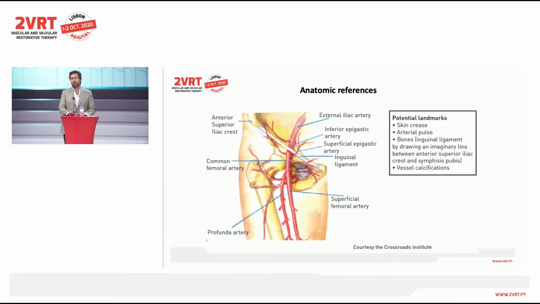Of course, before that, you have to know the anatomy of what you're doing. We have to know where the inguinal ligament is. You have to know we want to puncture the common femoral artery. We don't go below the bifurcation. We don't want to go too high, and we don't mess with the epigastric artery.